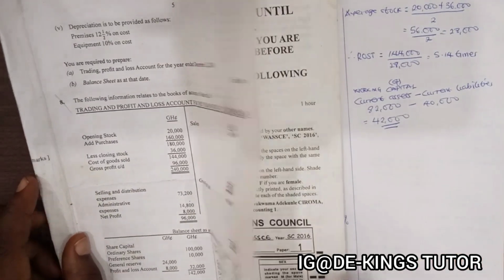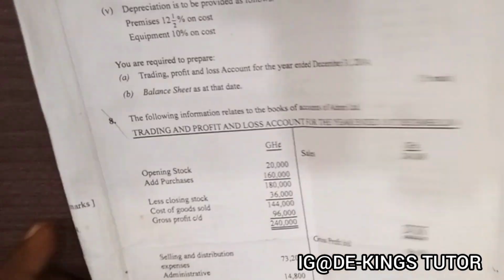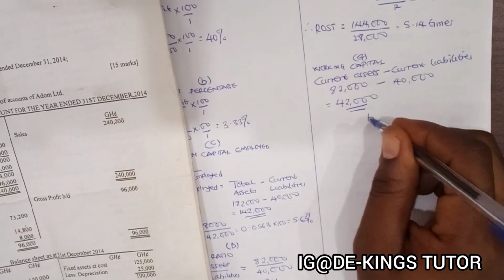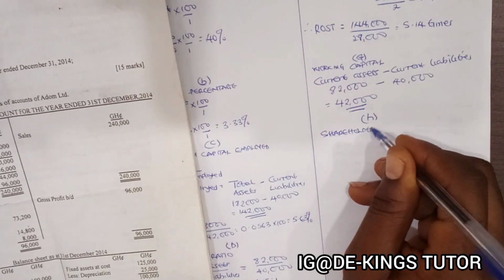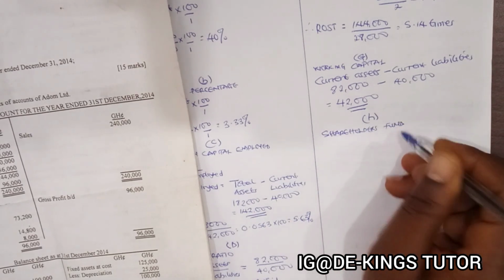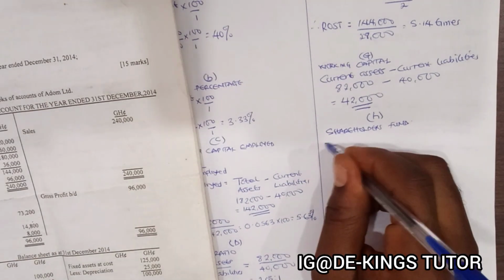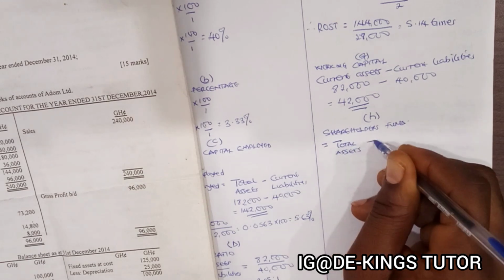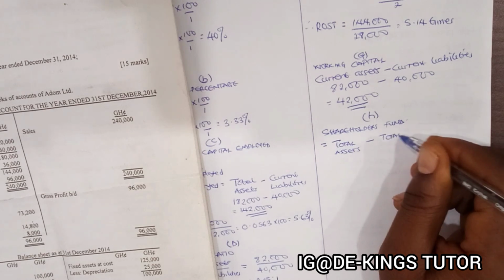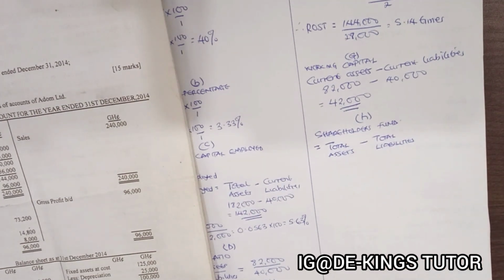Okay, so next one, shareholders fund. So we have H, the shareholders fund. Now, the shareholders fund is what accrues to the shareholders, and it has a formula of the total assets minus the total liabilities. The total asset minus total liability.